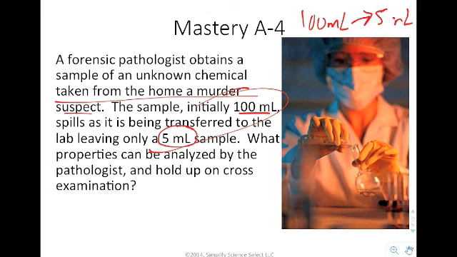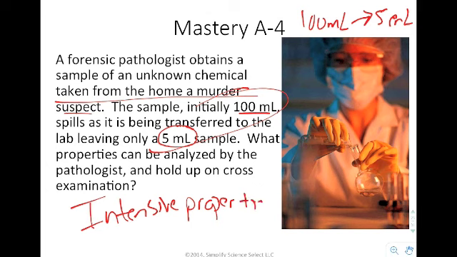The change in the sample size indicates that the only thing that would work would be intensive properties. Okay, all extensive properties are saying, hey, there's too much of this in this sample, and are no longer valid because you've changed the sample size. But intensive properties, as far as identifying what it is or saying it boils at this temperature, those are still valid.